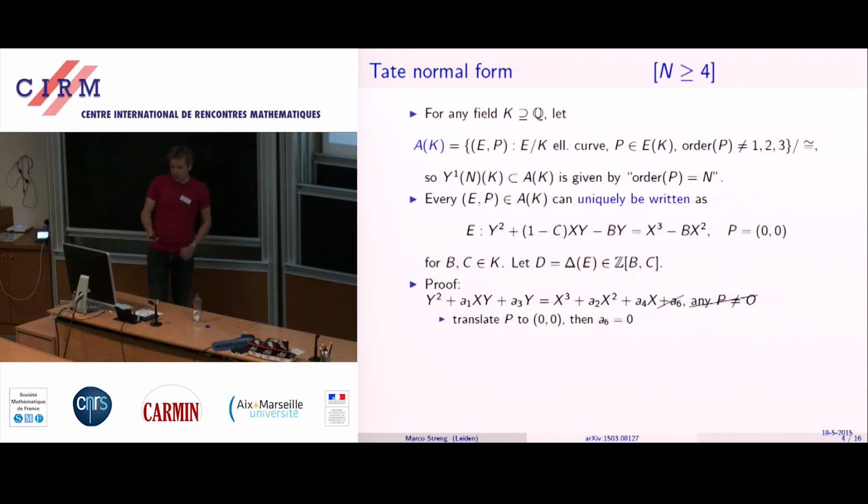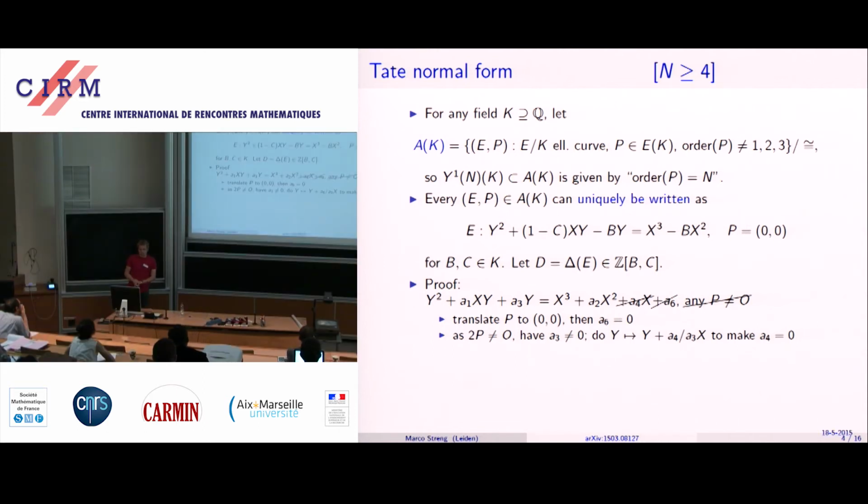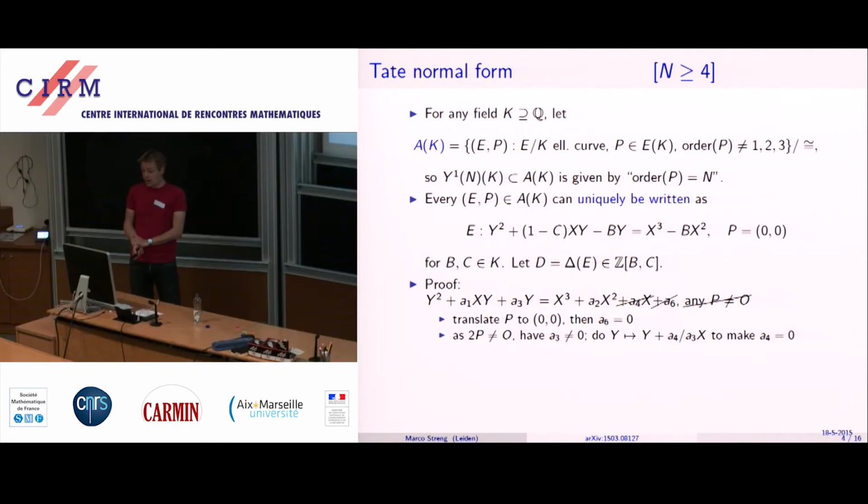Next, I required that this point does not have order 2. So 2 times the point is not the point at infinity. And that means that there's not a vertical tangent at that point (0, 0). So that means that a3 is non-zero. And because of that, I can add some multiple of x to y to make a4 actually equal to 0. So I cross out a4 as well.